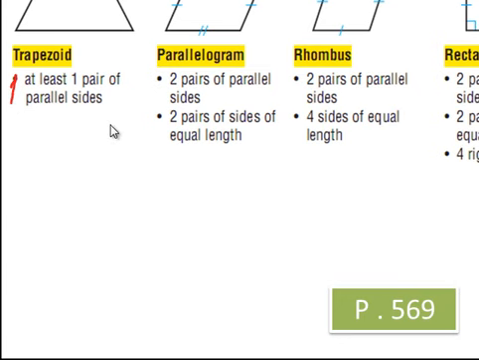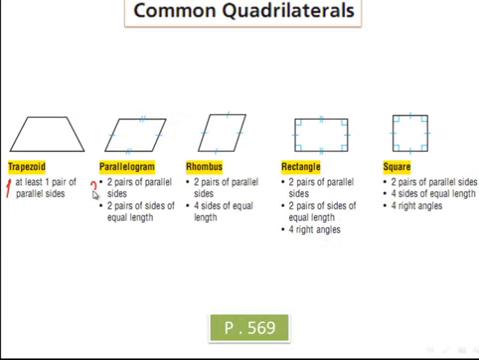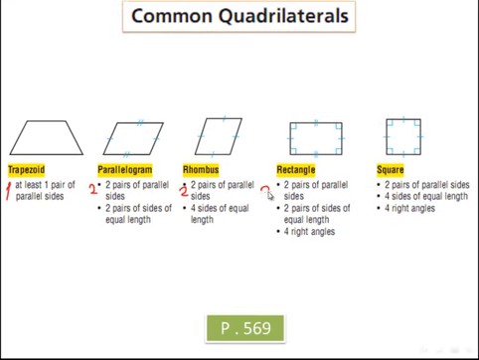Of course, it's one condition. How many conditions are there for parallelogram? 1, 2. There are two conditions. How many conditions for rhombus? Also two conditions. How many conditions for rectangle? 3 conditions. How many conditions for square? Also 3 conditions. Look at here. 1 condition, 2 conditions, 2 conditions, 3 conditions, 3 conditions.